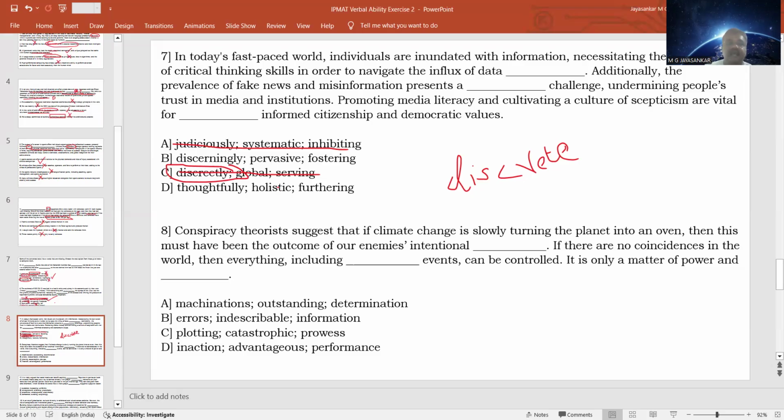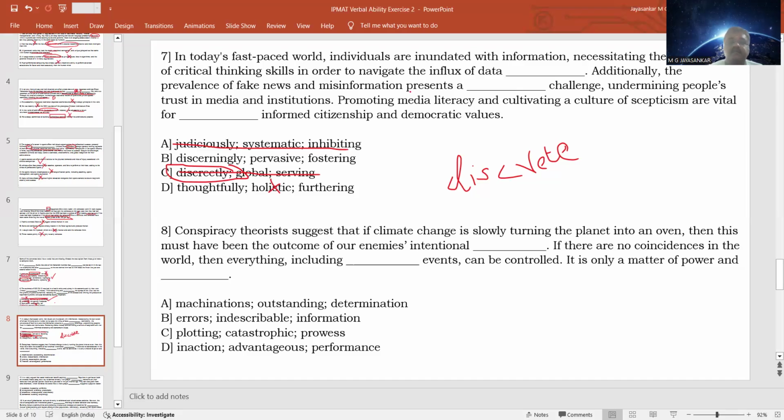So here, just like systematic, holistic also cannot be used in the context of a challenge. See, challenges cannot be holistic. So that is why this also cannot be a good answer, because of the word holistic. Pervasive is the best answer. Pervasive means a challenge that is spread everywhere, that is existing everywhere. That is a pervasive challenge.